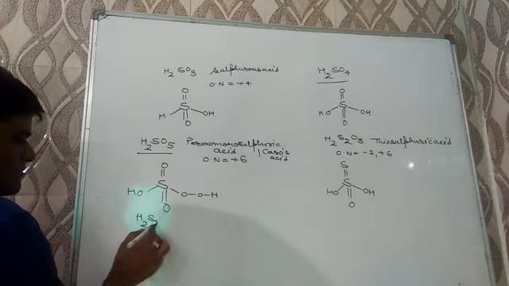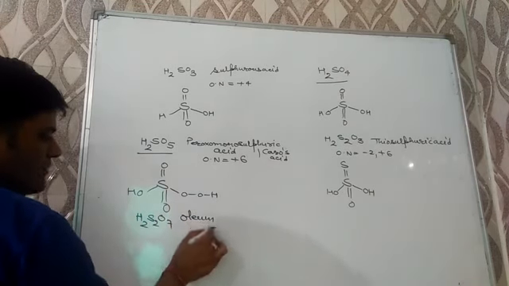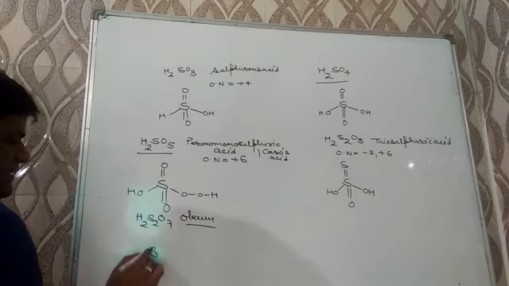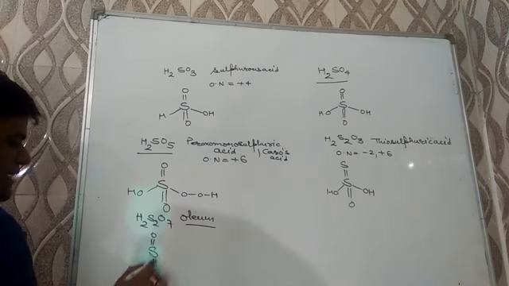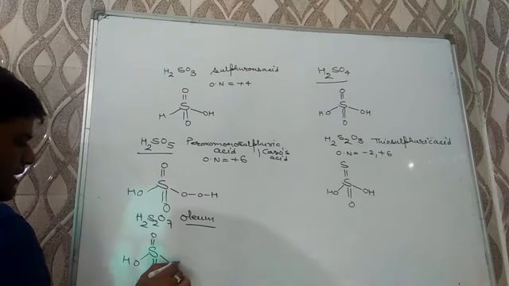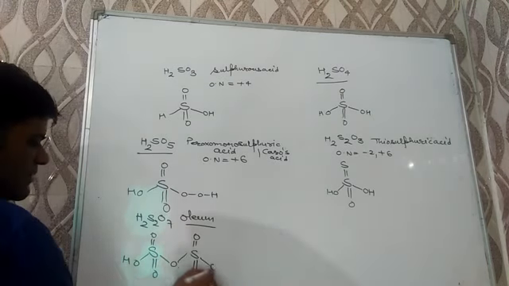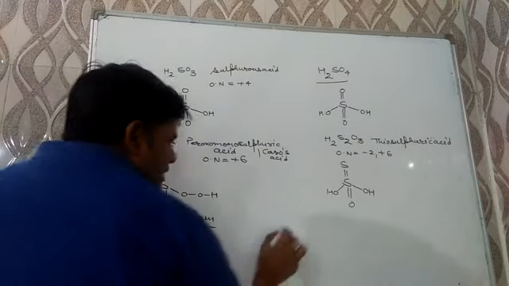Next is H2S2O7, oleum or pyrosulfuric acid. Oxidation number +6. Basicity is 2 because one oxygen is present between two sulfur atoms.